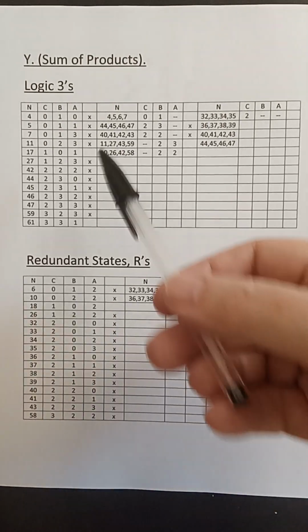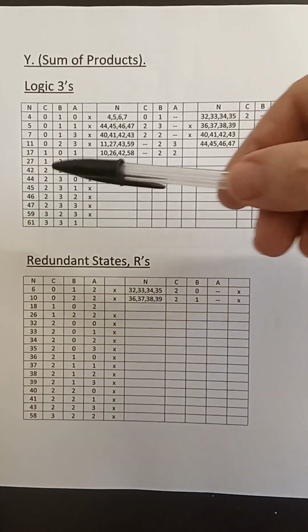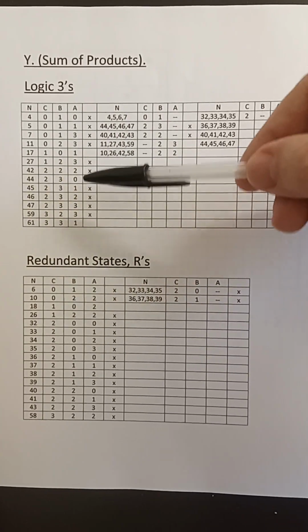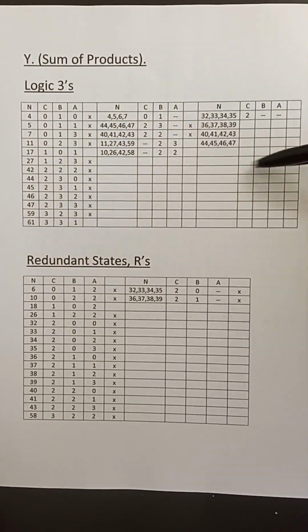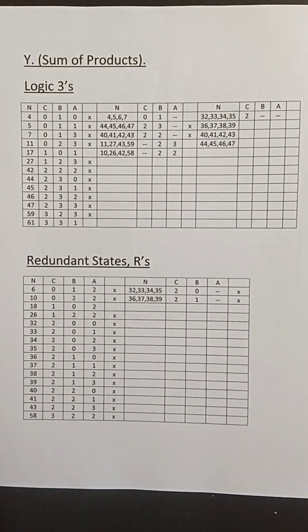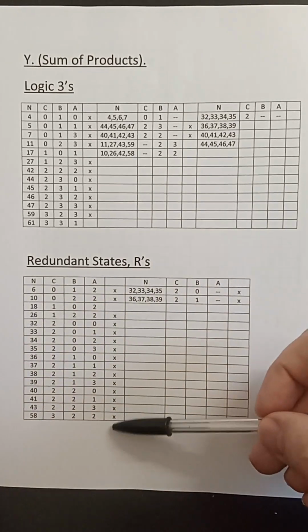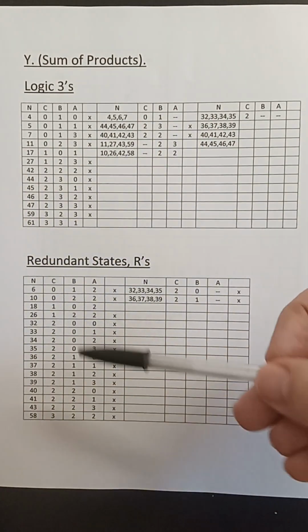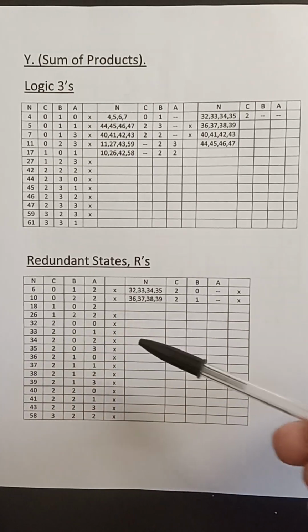So you do that for as many times as you can. Look for all the variables with the same logic state except for one which varies by 0, 1, 2 and 3, and you reduce it as much as you can. So these are the redundant states, and you don't list these in here. You keep them separate, and you can combine them separately.